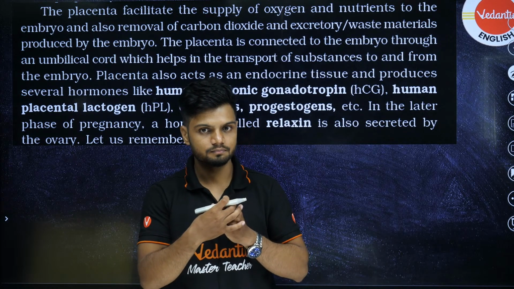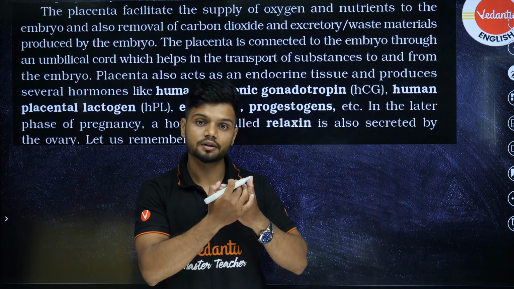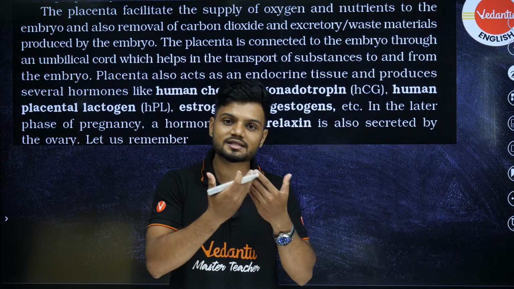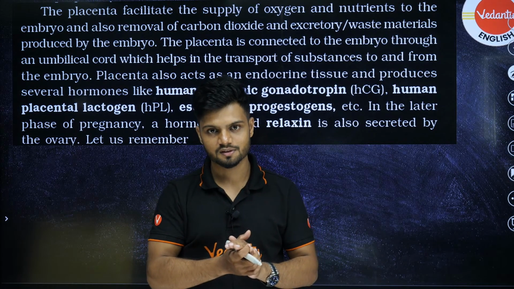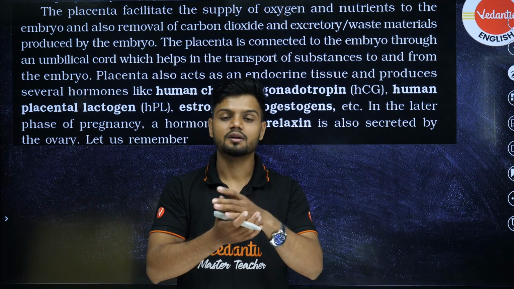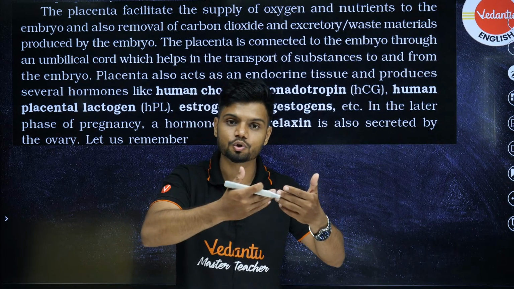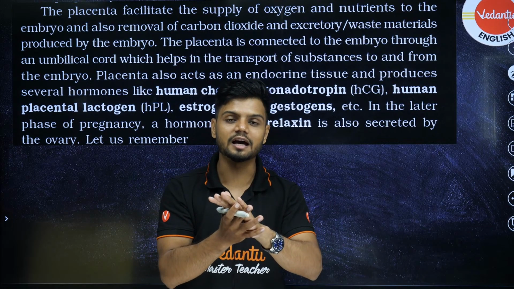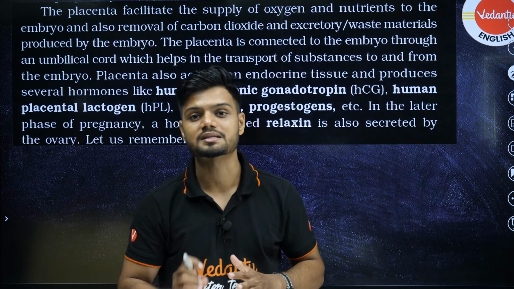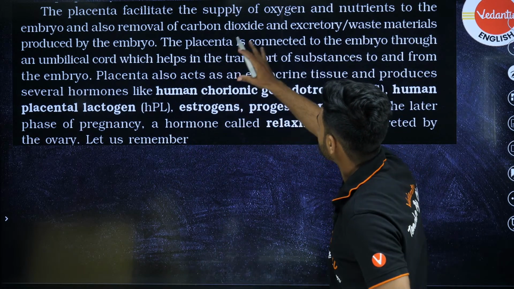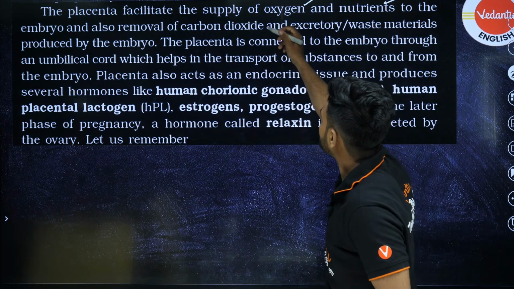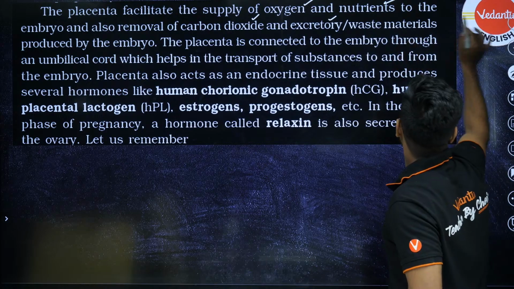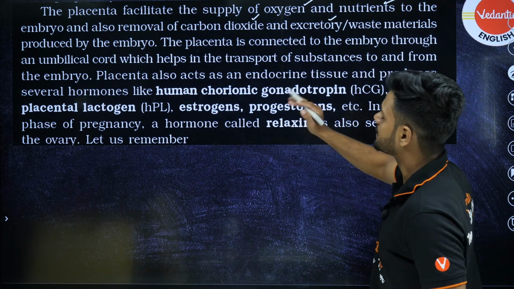Okay. Obviously, if the baby is growing, it requires food. The baby requires oxygen. The baby will release CO2. The baby will release waste. All of these processes, intake of oxygen, release of CO2, intake of food, release of excretory waste, are mediated with the help of the placenta. That is the function of the placenta, right? The placenta facilitates the supply of oxygen and nutrition to the embryo and the removal of carbon dioxide and excretory waste material produced by the embryo.